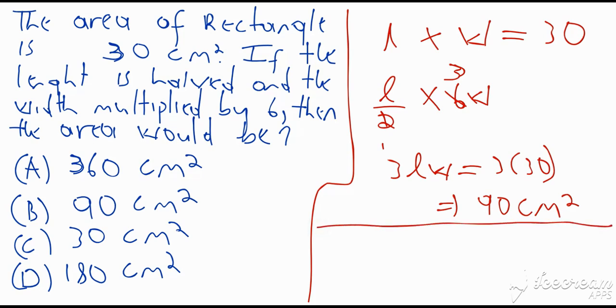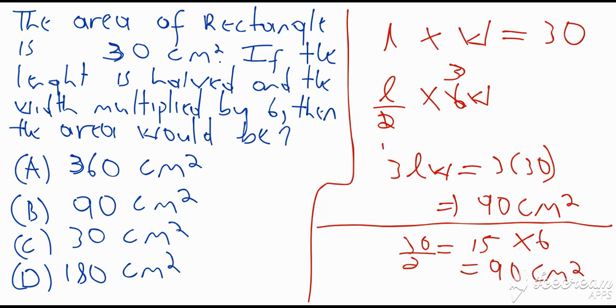Now, simply put, we don't have to go through this entire process to do this question. Whatever impact is done on the dimension will affect the area in a similar way. So when I half and then multiply by 6, what I simply need to do is to half the area, which is 30. So 30 over 2 would give me 15. And then I simply multiply the result by 6, which is going to give me 90 square centimeters.